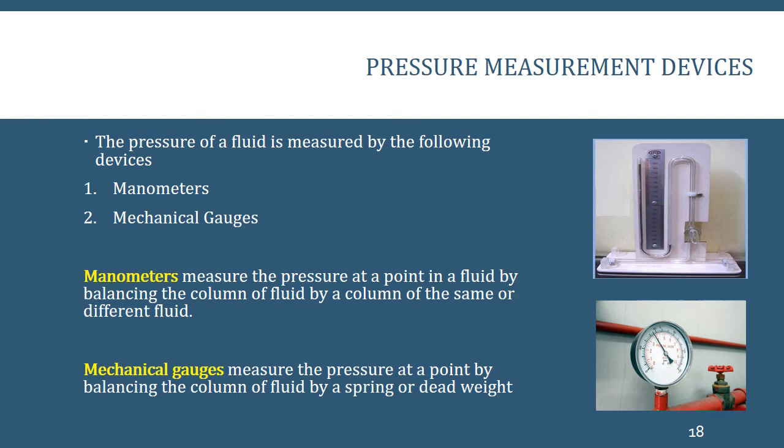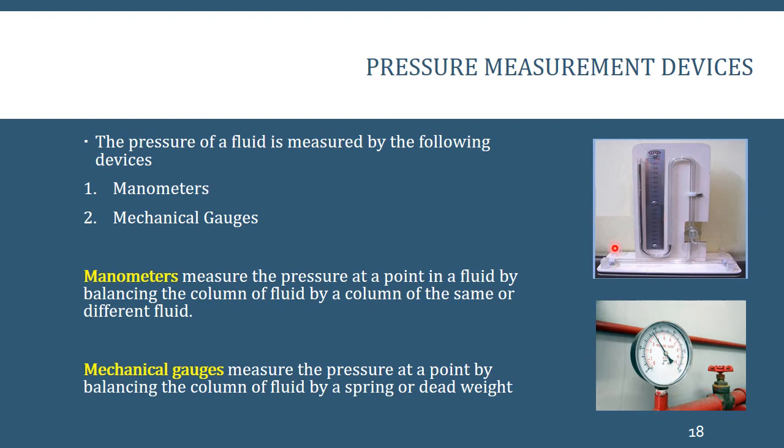Next, we move towards an important topic, which is pressure measurement devices, or what devices are used to measure pressure. Now, there are two particular instruments that we are going to study. One is the manometer and another is the mechanical gauge. The figure on the right is going to show you this is a manometer and this is a mechanical gauge.